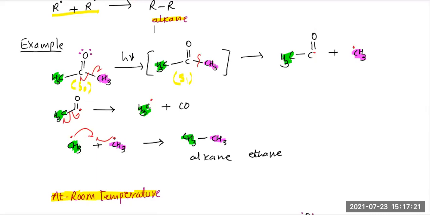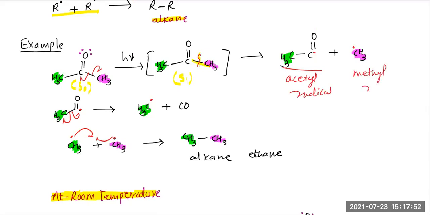After absorbing UV light, it goes into the excited state, that is S1, and in that excited state there is homolytic cleavage of this bond, right? It is cleaved into two radicals. The first one is the acetyl radical, and this is the methyl radical.